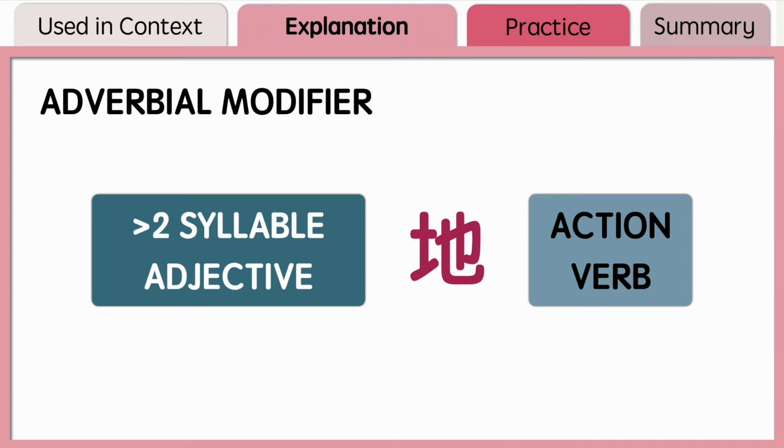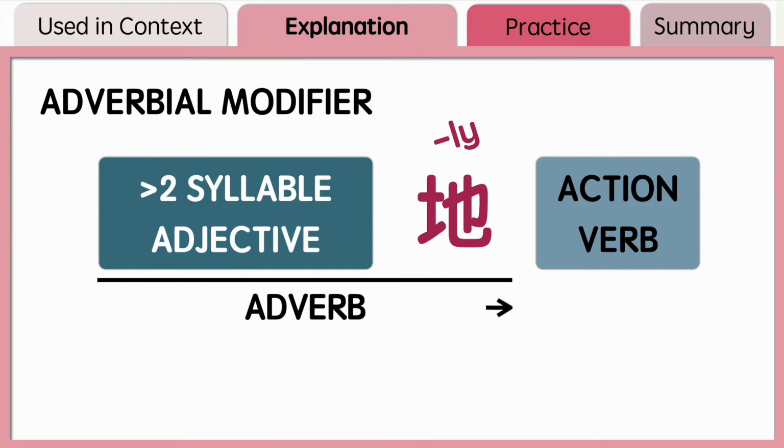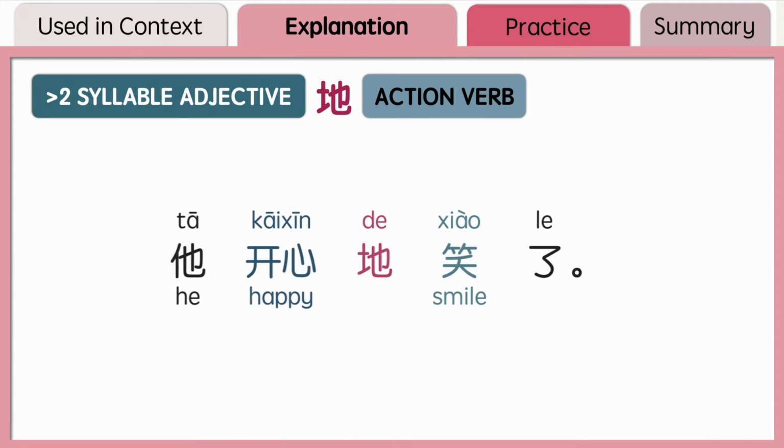that's being modified. Just like the suffix li in English, it changes the adjectives to adverbs to describe the subsequent action verb. Remember that the adjective before the must have two syllables or more. So with one-syllable adjectives, you have to reduplicate the adjective or add 很 before the adjective to make it two syllables. Let's take a look at the examples in detail.